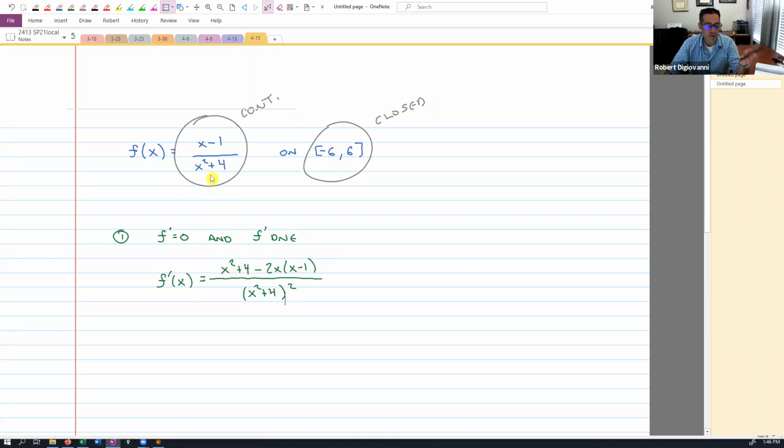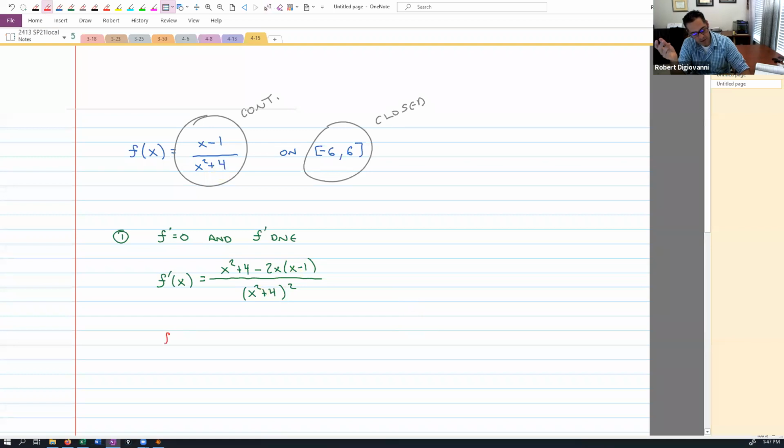Minus, now the derivative of the bottom. The derivative of the bottom is 2x. There it is. Times the top, x minus 1, in parentheses, all over the bottom squared. We good there? That was the raw derivative from the past, right? That's the raw derivative. But now what we have to do is figure out where this is 0.